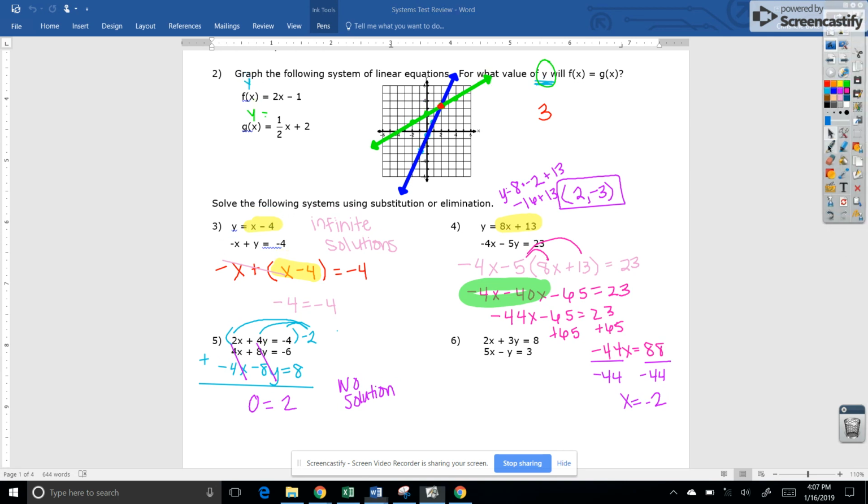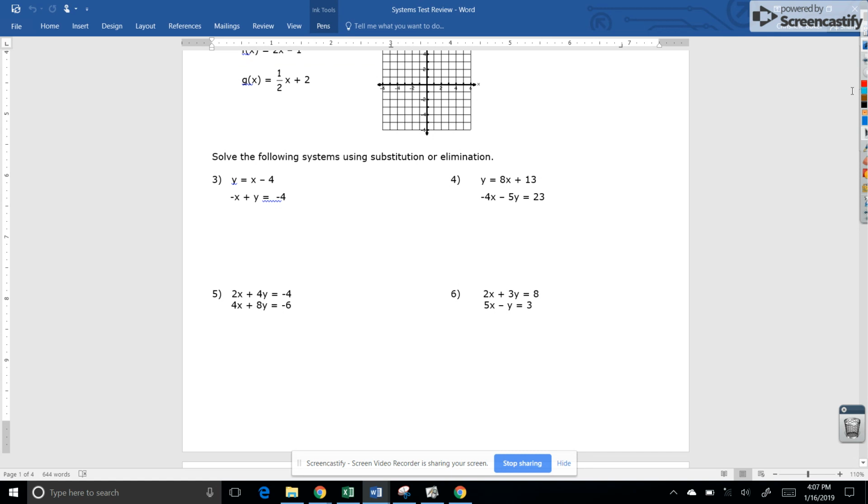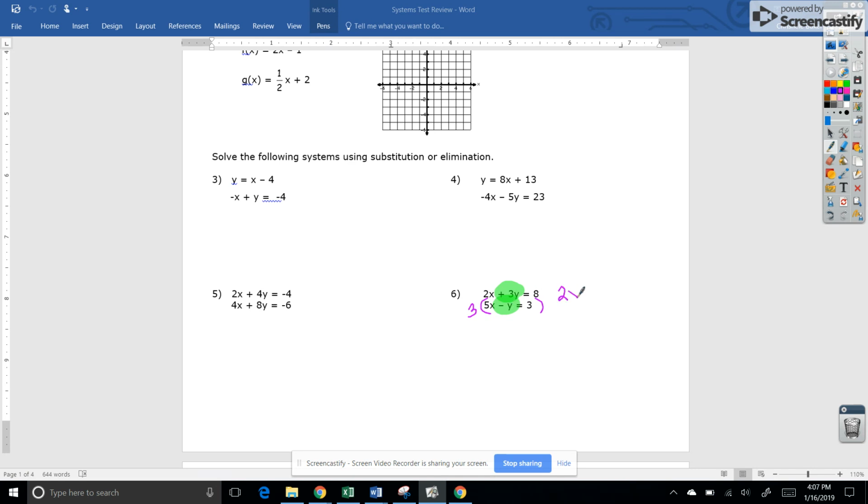Okay, number 6. I'm going to clear this so I have some more room. Again, I'm set up for elimination here because my x's and my y's and my constants, everything's lined up. So again, I'm going to determine what I want to cancel out. I already see that I have a positive 3y here, and I have a negative y down here. So I already have the positive negative thing going for me. So what I can do is just multiply this bottom equation by 3, and that'll give me the negative 3y that I need. So I'm just going to rewrite the top one over here.